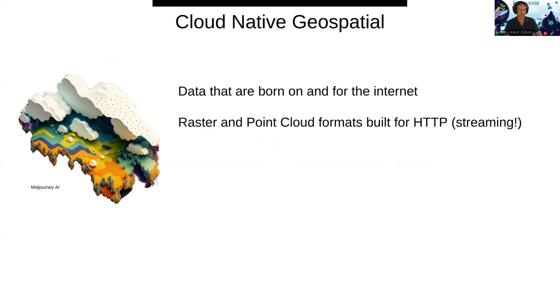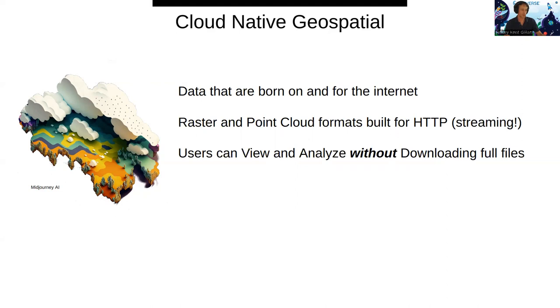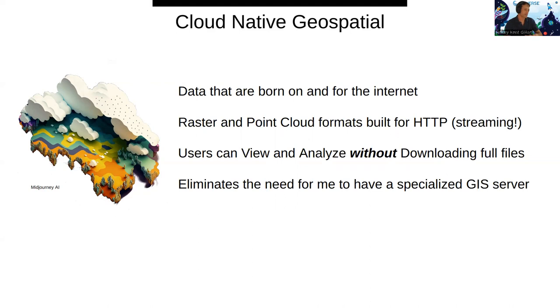So we can stream geographic data or drone imagery across the internet without someone having to download it first. So users can view and they can analyze without having to download full files. We do this streaming model. A great thing about it is that it eliminates the need for me as the individual drone collector to have a specialized GIS server. Earth Explorer from the USGS is great, but I don't really have the ability to probably make something like that. So instead, we can leverage the existing infrastructure of cloud storage, and we can put our data products as cloud native formats, and then they can just be served out in a streaming manner to anyone around the world who wants to check them out.